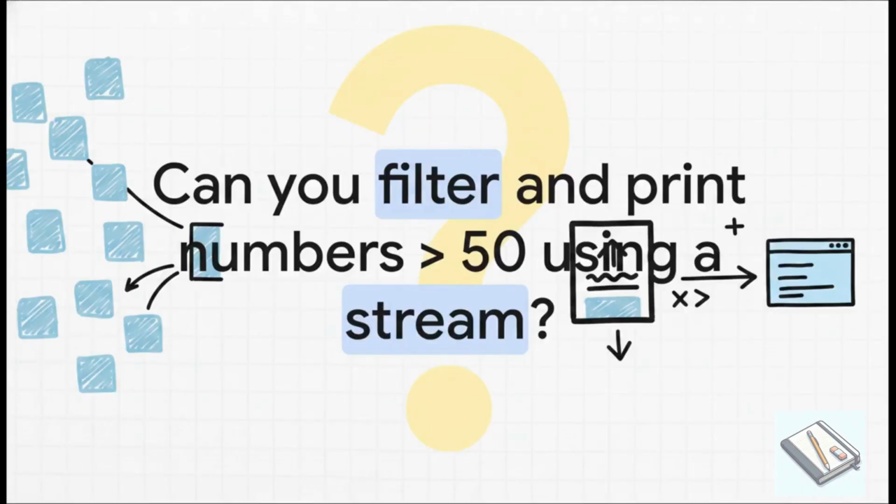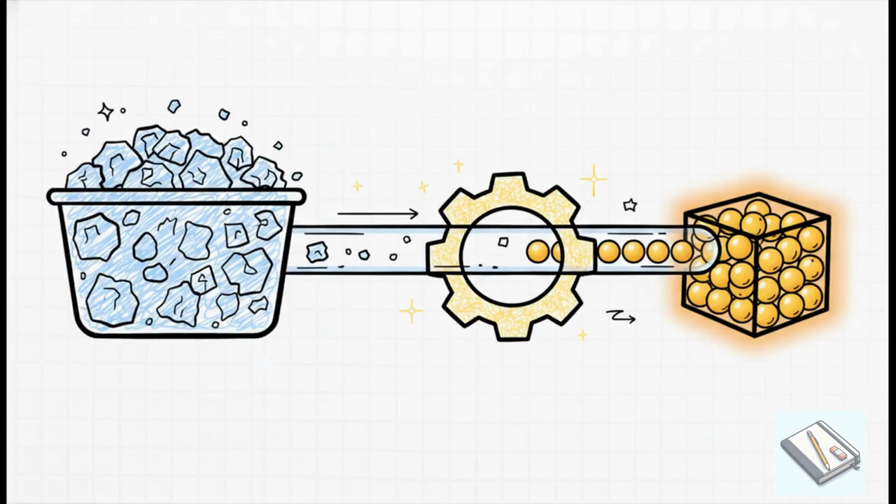Okay, time for a quick micro challenge. Seriously, pause the explainer for a second and try this. Take a list of numbers, filter out the ones greater than 50, and print them out using a stream pipeline. Okay, did you get it? It's just list.stream, .filter, i greater than 50, and .forEach, System.out.println. Super clean, right?